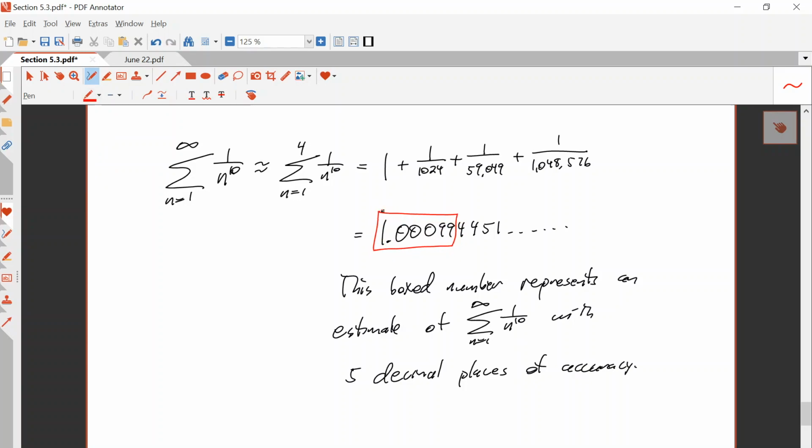All right, so the boxed number represents an estimate of the sum from 1 to infinity of 1 over n to the 10th, with 5 decimal places of accuracy. Because over here in that last decimal place, the 6th decimal place, there isn't a 9 there. So because there's no 9 there, that little tiny error won't cause a carryover in these first 5 digits. Okay? So that's the lecture for section 8.3.